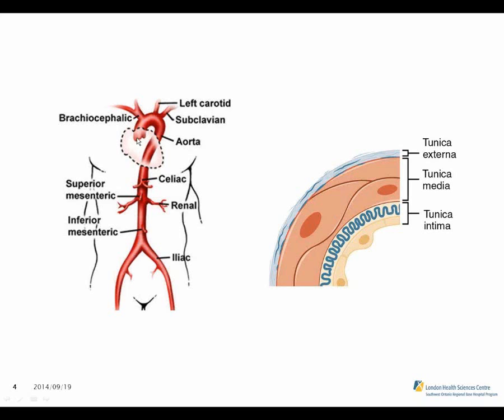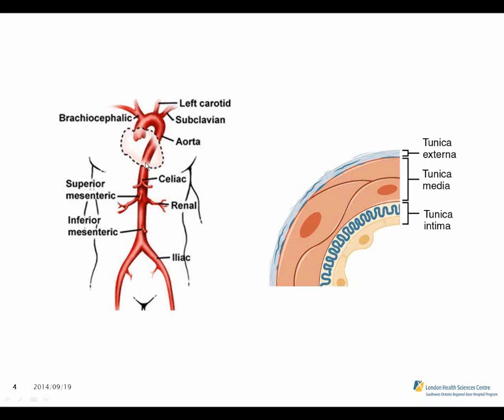It's not included in this image, but right after the aortic valve are the two coronary arteries, which supply blood to the heart muscle. And then at the aortic arch, we have three vessels coming off: the brachiocephalic, the left carotid, and the subclavian artery. These supply blood to both the upper limbs and also to the brain.